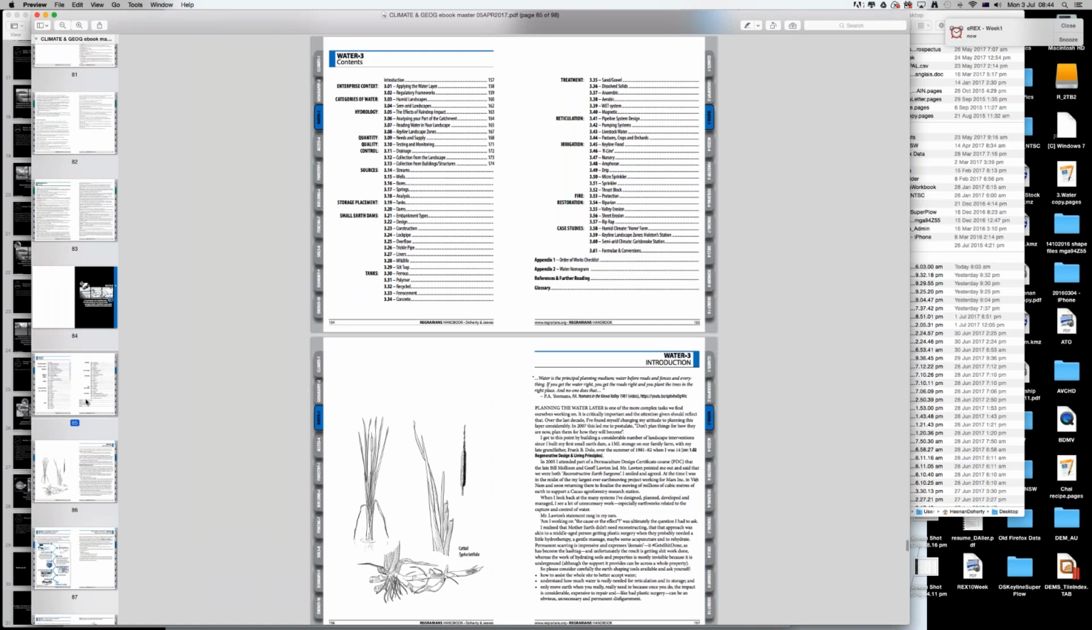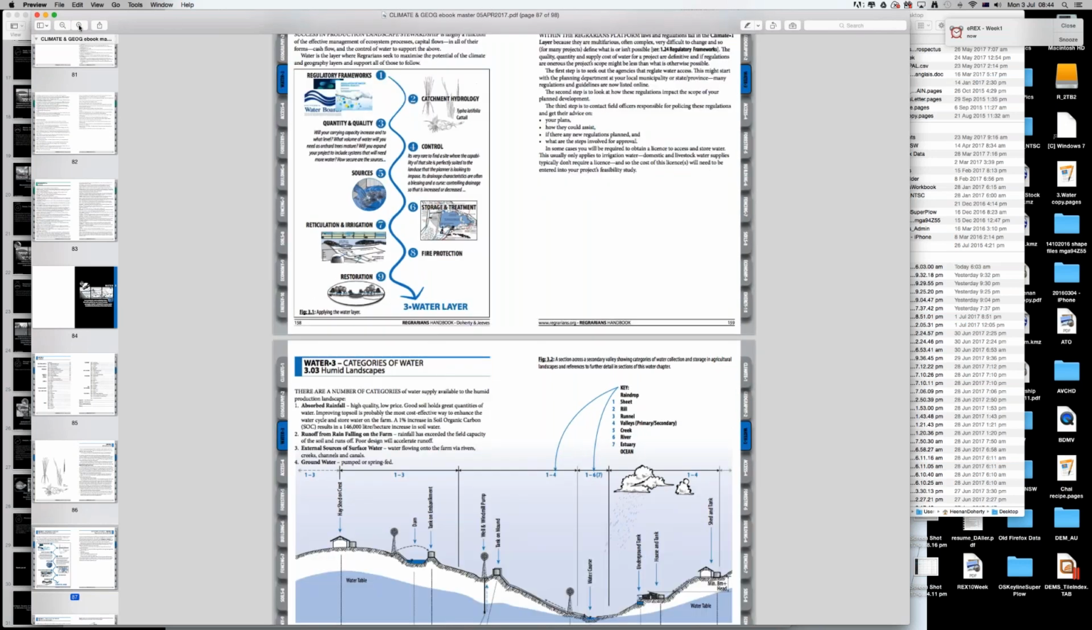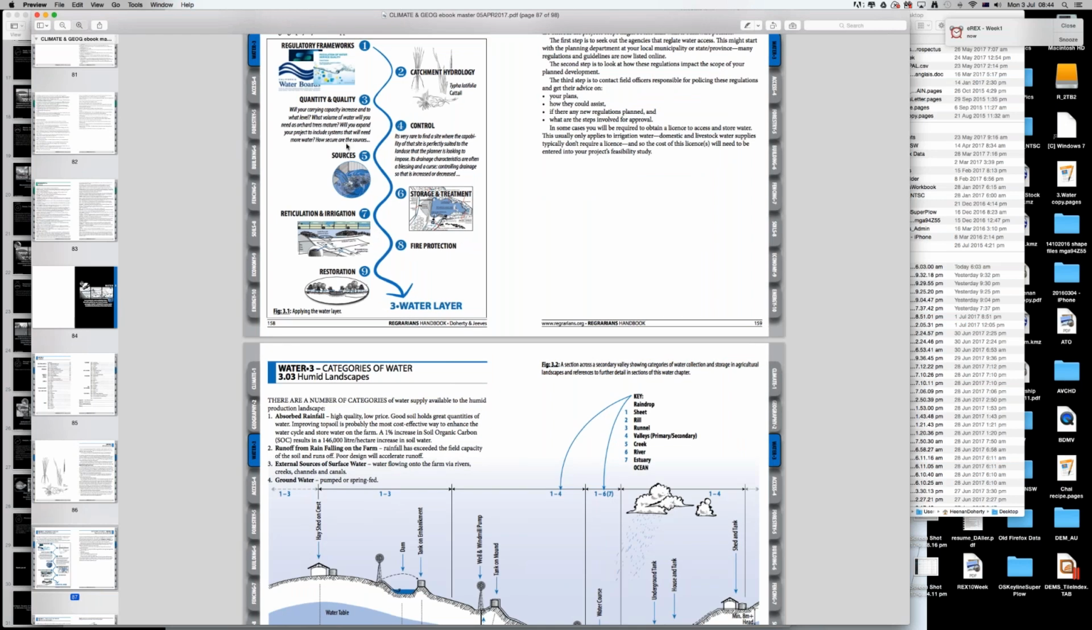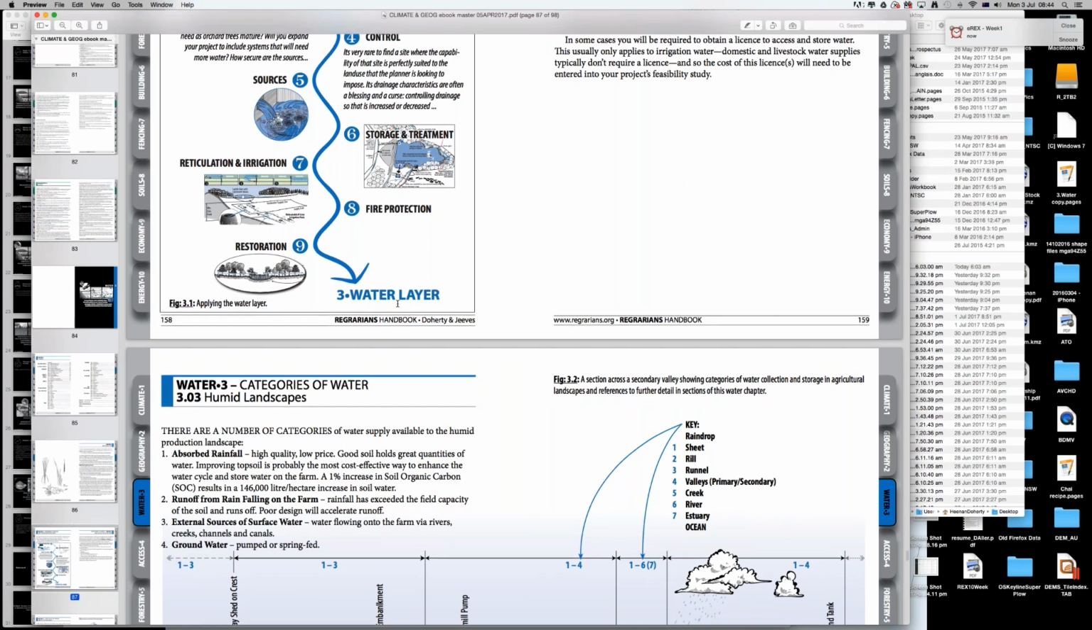So in the water layer, what we're looking at is regulatory frameworks, catchment hydrology, quality and quantity control, sources, treatment and storage, reticulation, irrigation, fire protection, restoration. That's the development of the water layer.